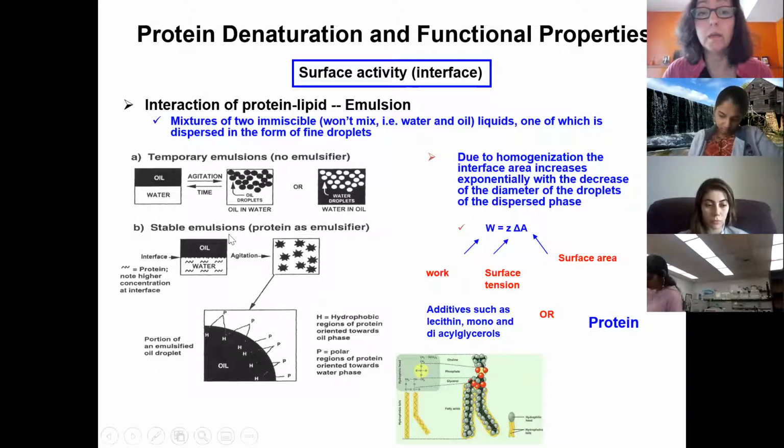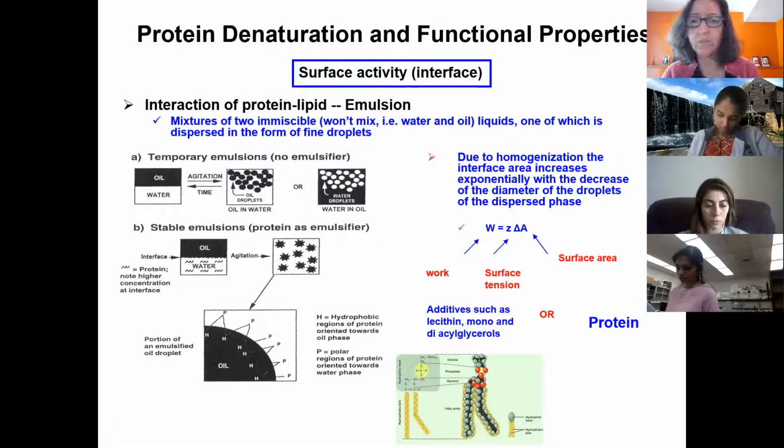So the stabilizers, like I said, can be proteins or additives, small molecular weight additives such as lecithin or mono and diacylglycerol. And the lecithin, this is where you have one fatty acid and one fatty acid and a phosphate group, or two fatty acids and a phosphate group.